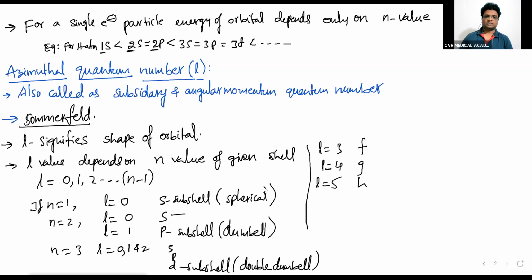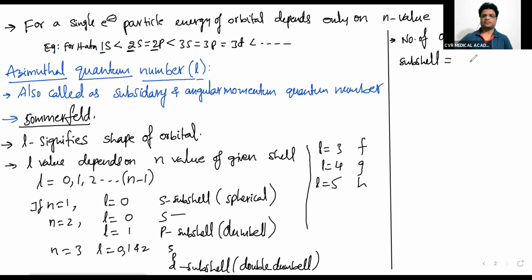So L signifies the shape of the orbital. What other information can we get from L values? The number of orbitals in a given subshell can be calculated. What is the formula for it? 2L plus 1 gives the number of orbitals. For s, L is 0, so the number of orbitals is 2 into 0 plus 1, which is 1. So only one s orbital is possible.